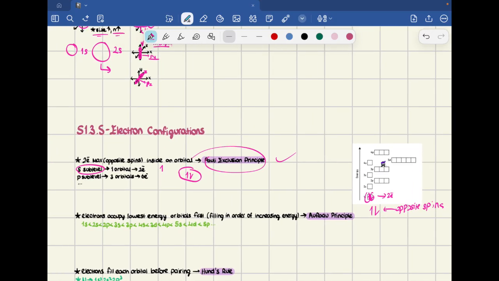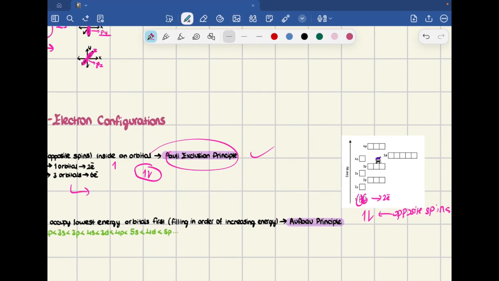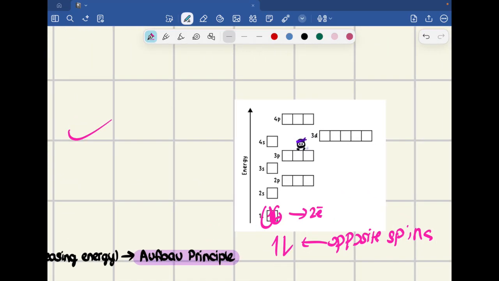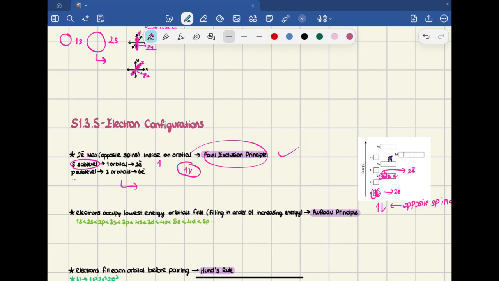It's also the same thing with the p sublevel. Let's take a look at the p sublevel. It has, let's occupy it, 1, 2, 3, 4, 5, 6. As you can see, inside an orbital, we have 2 electrons with opposite spins. So this is another example.